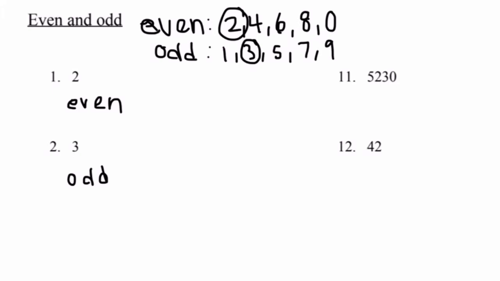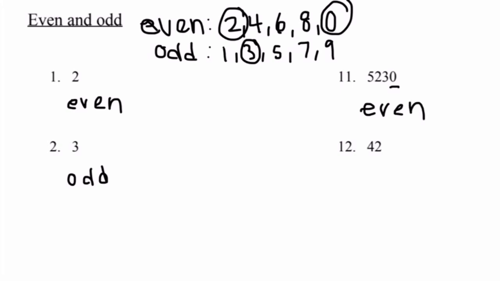Number 11, 5,230. When looking at big numbers like 5,230, we always look at our 1's place to determine whether or not the whole number is even or odd. 0 is an even number according to our evens list. Moreover, to double check, we can divide 5,230 by 2 to determine whether 5,230 is even or odd. Knowing that you can divide 5,230 by 2, we know that 5,230 is even.